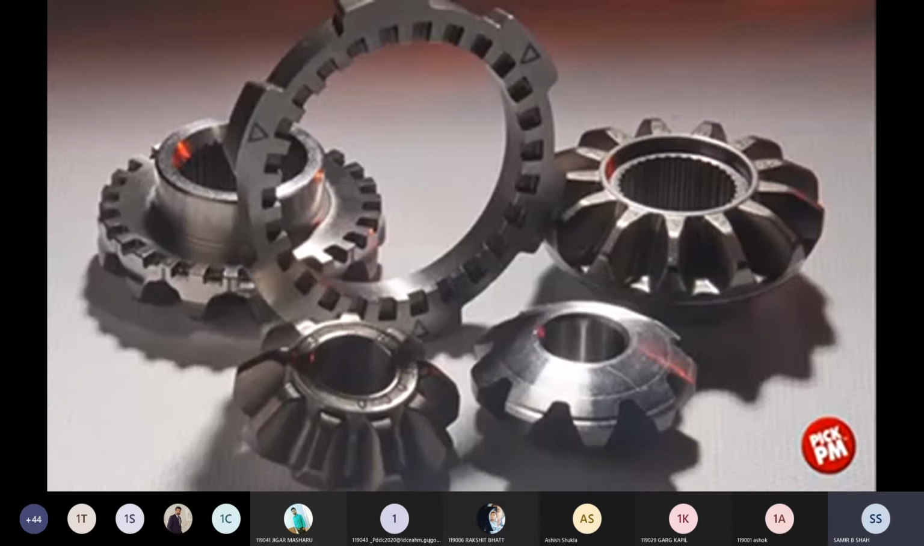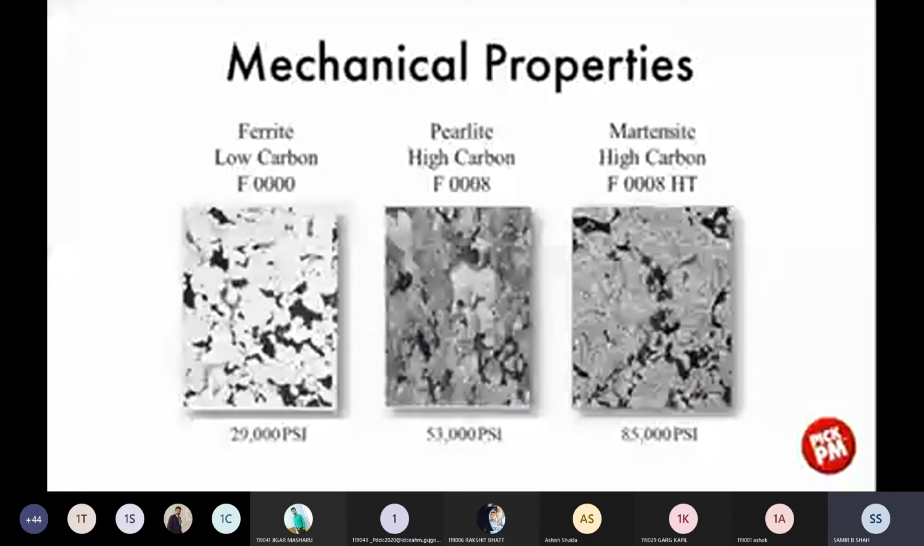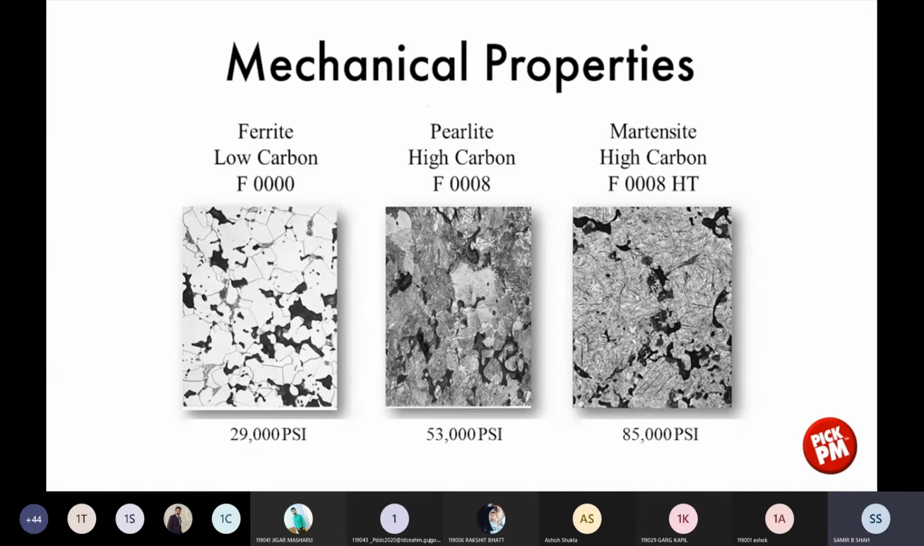Here we see the low carbon condition of iron called ferrite in the microstructure. In the middle slide, we see the addition of carbon or graphite, combined carbon, to produce a pearlitic or pearlite microstructure. And in the far right, we see a martensitic high carbon form of iron. And you can see under each slide is the yield strength. The ferrite is 29,000 psi yield strength, approximately. The pearlite produces approximately 53,000 psi yield strength, and the martensitic microstructure produces 85,000 psi yield strength.